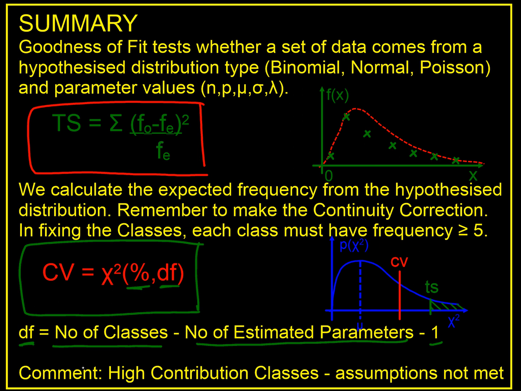We then need to, in these exam questions, comment on which are the high contribution classes. That tells us where the model's under or overestimating, and any assumptions not being met. Like we just did in the binomial, but we could do the same in a normal or Poisson. What assumptions are not being met?